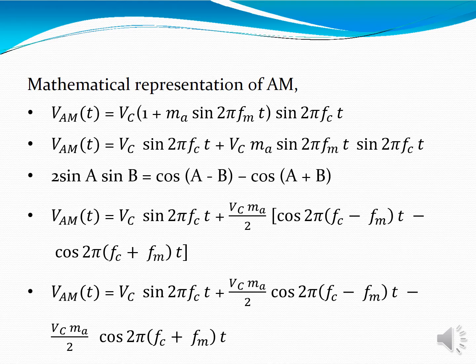So finally we will get the equation like this, that is VAM of t will be equal to VC sin 2 pi FCT plus we have to multiply the VC into MA divided by 2 in the bracket term. So finally we will get VC into MA divided by 2 into cos 2 pi (FC minus FM) into t minus VC into MA divided by 2 cos 2 pi (FC plus FM) t. This is the mathematical representation of amplitude modulation.